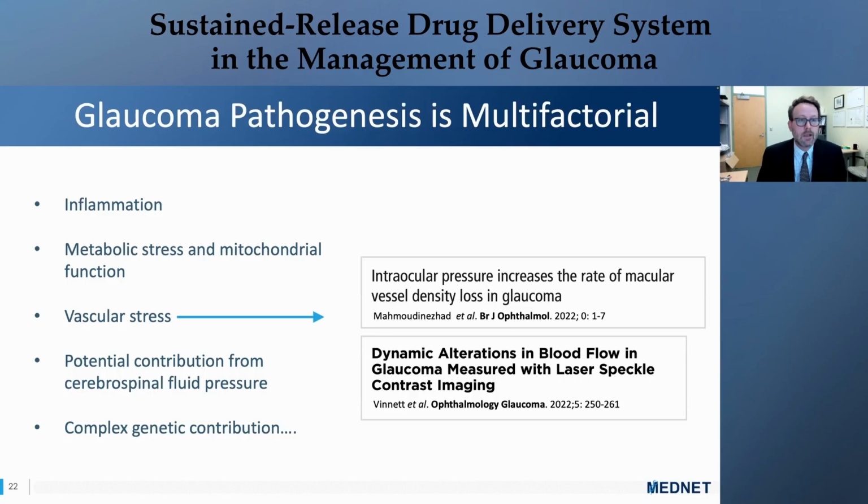Vascular insufficiency also likely plays a role in glaucoma pathogenesis. This has been shown in a variety of ways using OCT angiography, but also more detailed, more elegant studies in which red blood cells are actually labeled in patients and followed through the many vessels of the retina, which showed alterations in glaucomatous eyes.